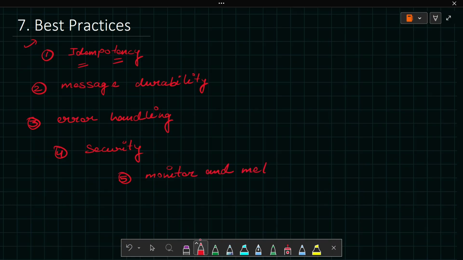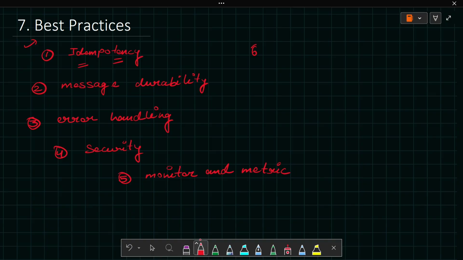What does it mean by monitoring and metrics? You should set up monitoring and metrics to track your performance. What is the health of your message queue, including the message throughput? What is the throughput of the message queue? What is the length of the message queue, meaning how many messages it can hold at a time. You should be able to monitor on the dashboard, and you should also be able to check the consumer lag, where the consumer lag is.